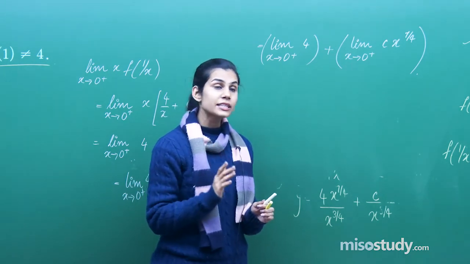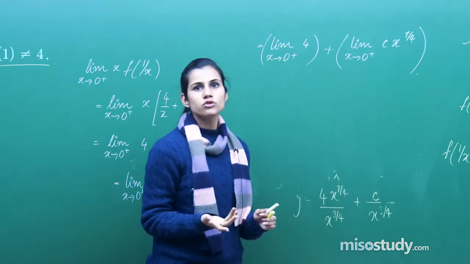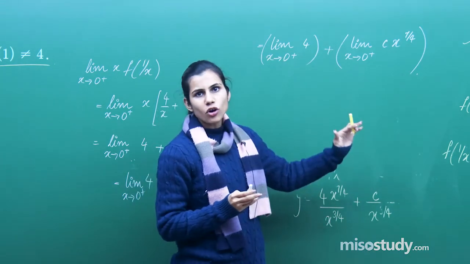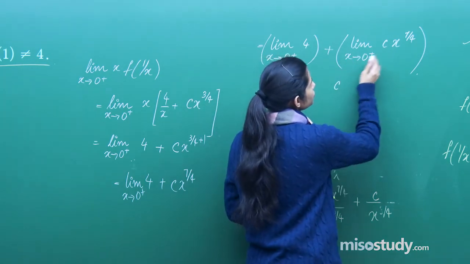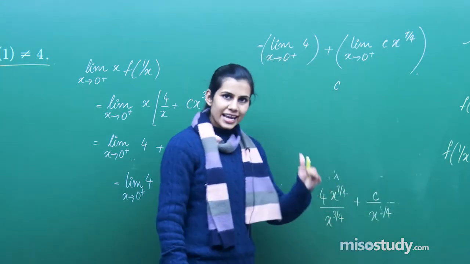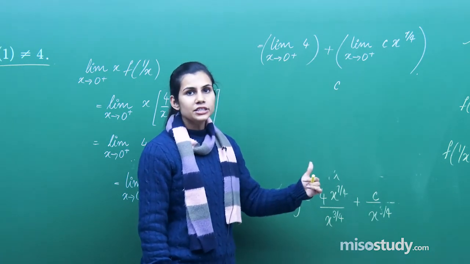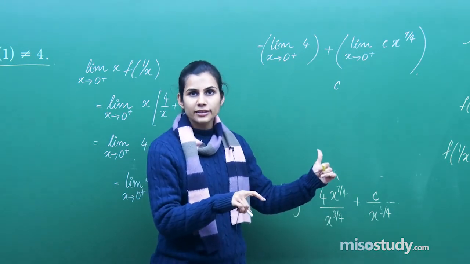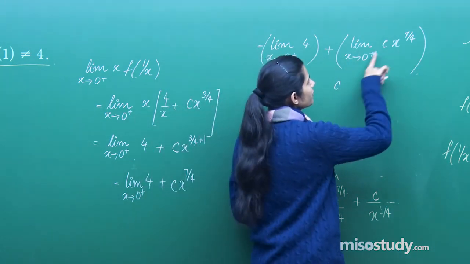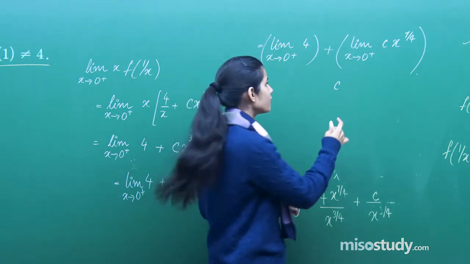If it would have been 0, then first of all I would have got 0 into 0 type of an expression, because x is also approaching to 0. It is a non-zero constant. I can take that out very easily. I will be left with limit x tends to 0 of x to the power 7 by 4. X to the power 7 by 4 is a polynomial function, and polynomial function is continuous. Limit of a polynomial function at a point is value of that polynomial function at that point. So limit of this polynomial function at 0 is value of that polynomial function at 0, which is 0 to the power 7 by 4, which is 0.